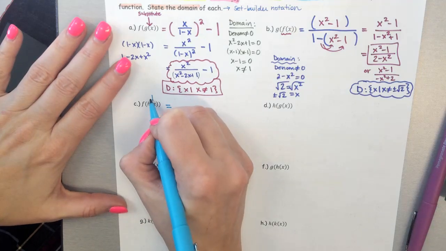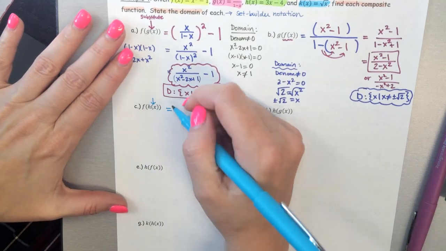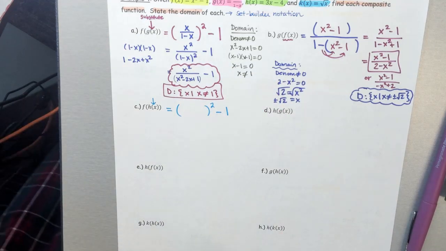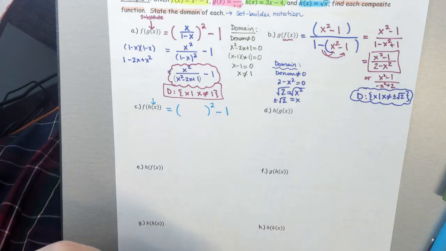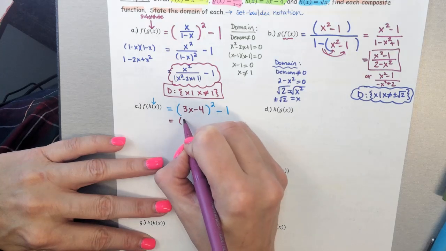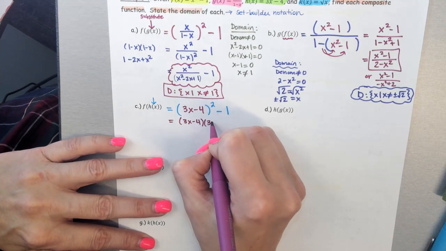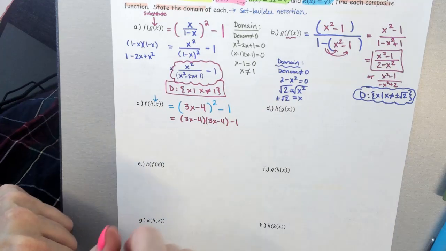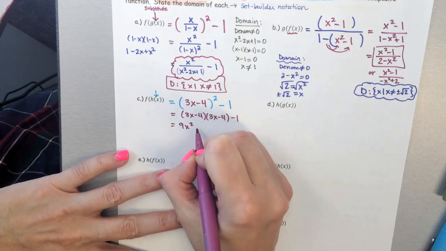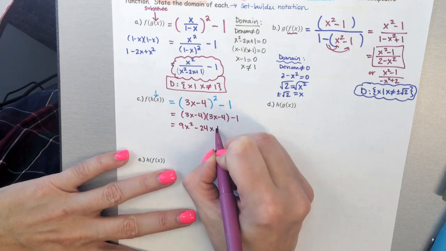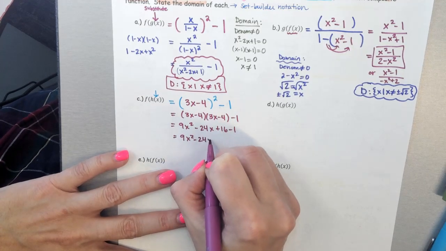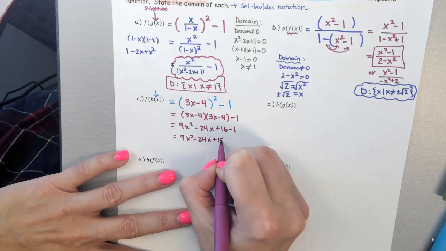Okay, so we're plugging h of x into f of x. F of x is x squared minus 1. So when you plug in h of x, it's just a nice little binomial there. So all we have to do is FOIL. Okay, and then negative 12 and negative 12 is negative 24x. 16 minus 1 will be 15.